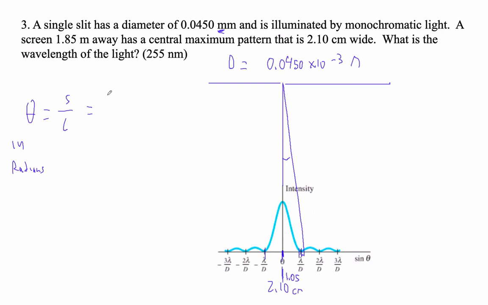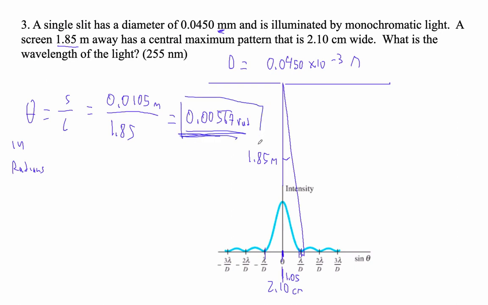So to find that angle, 0.0105 meters is the opposite side, and the adjacent side is how far we are away, 1.85 meters. So let's figure that out. In radians, that is 0.00567 repeating radians. This, by the way, qualifies as a small angle. Anything less than about 1/10 of a radian we can say is small.